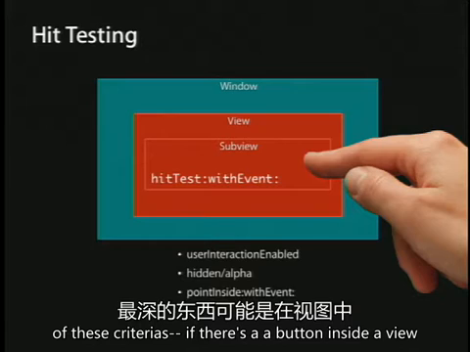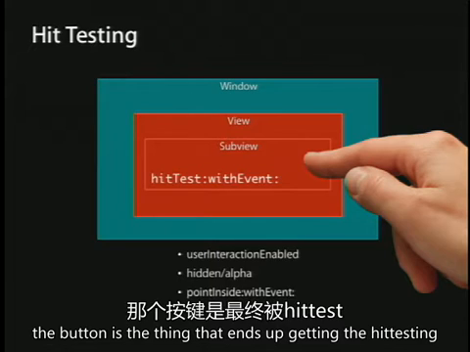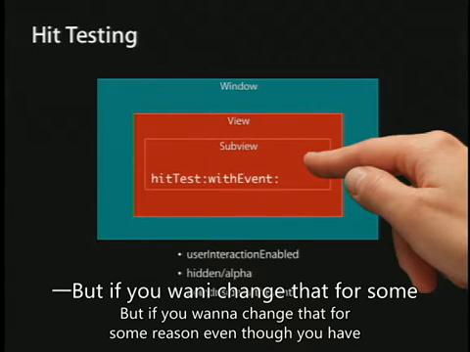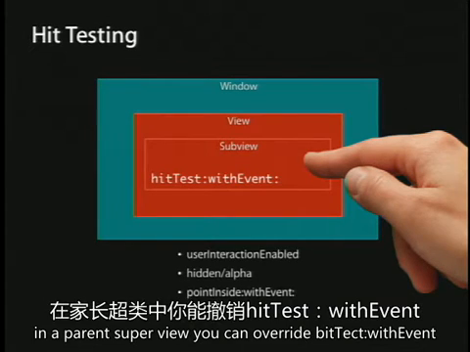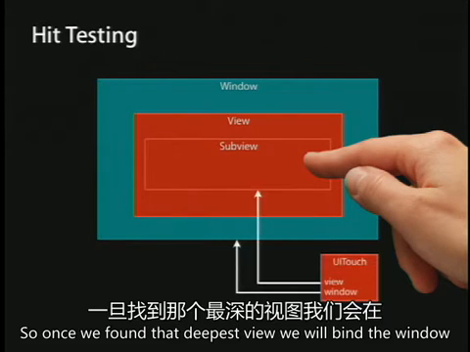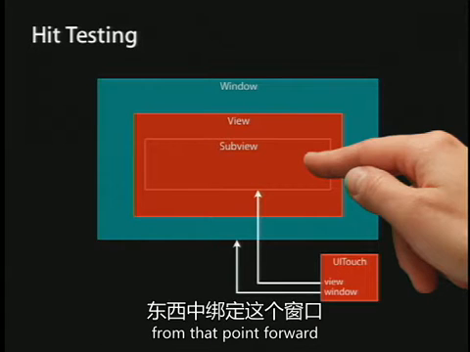So if there's a button inside a view, inside a table cell, inside a table, whatever, the button's the thing that ends up getting the hit testing or getting bound to the touch. But if you want to change that for some reason, even though you have views in your app that can process touches in a parent superview, you can override hitTest:withEvent: and control that. If you want to return a different view, you can do that, even a view that doesn't meet these criteria. So once we've found that deepest view, we will bind the window and view properties and the touch to that, and those are fixed from that point forward.